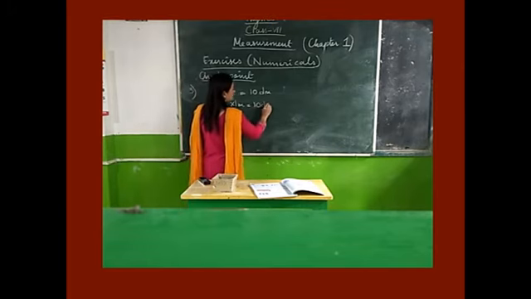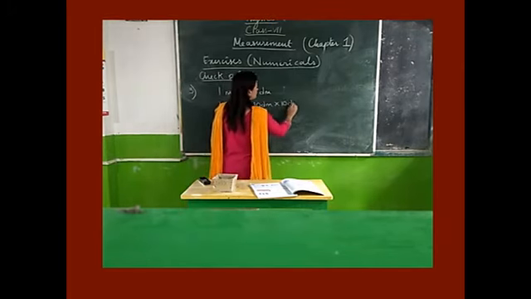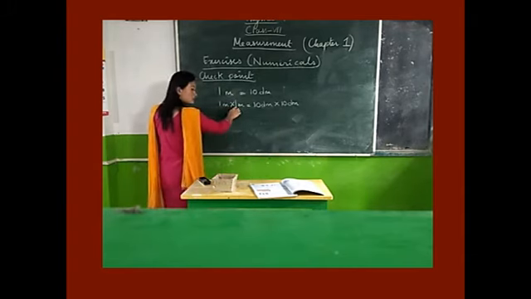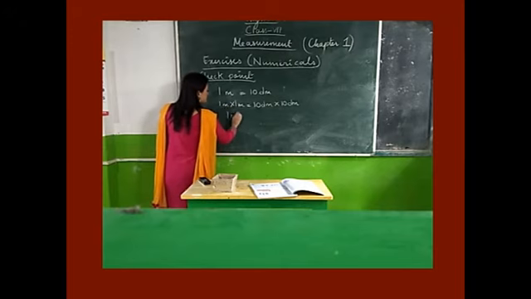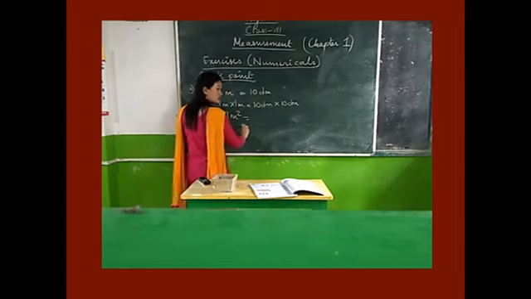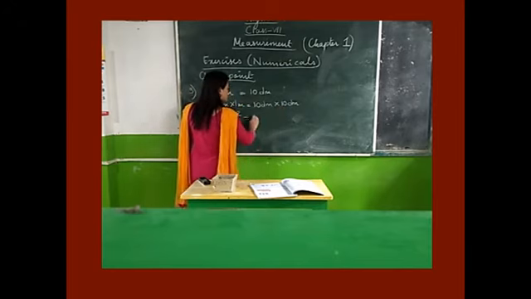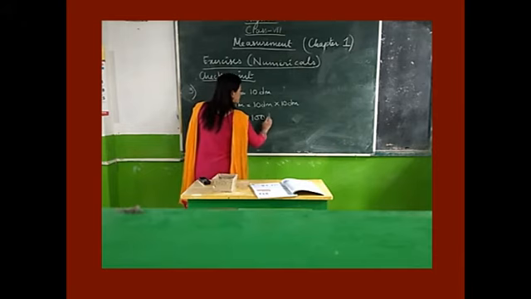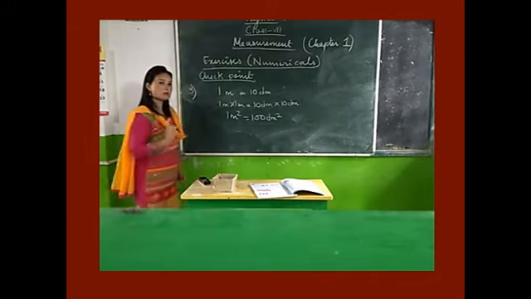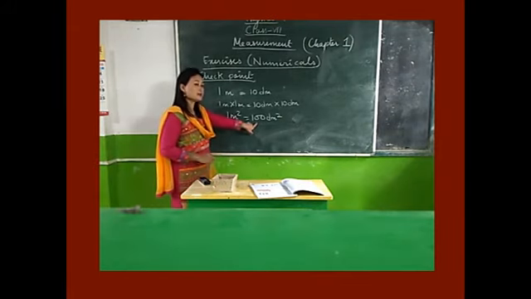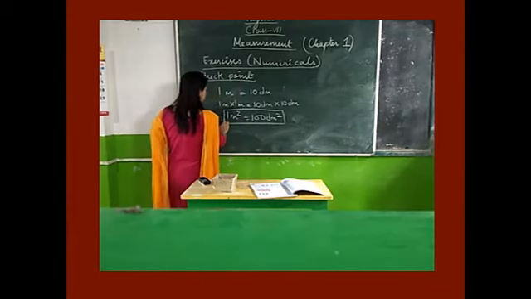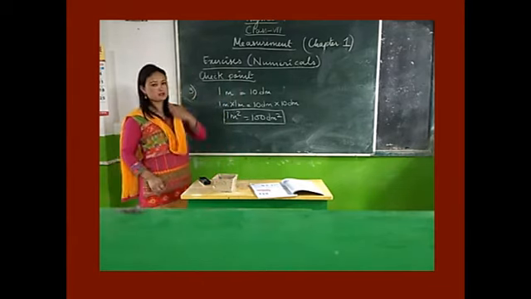And if you multiply 1 meter into 1 meter, what do you have to do? You have to multiply with the same, 10 decimeter into 10 decimeter. So 1 into 1 would be 1. Meter into meter is your meter square. 1 meter square. 10 into 10, when you multiply the numbers, would be 100. Decimeter into decimeter will be decimeter square. So 1 meter square equals 100 decimeter square. Okay, 1 meter square is equal to 100 decimeter square.